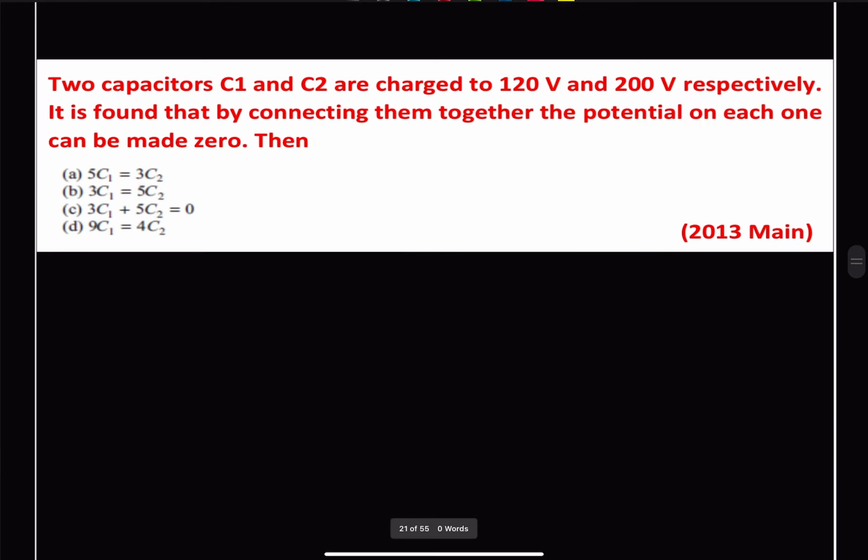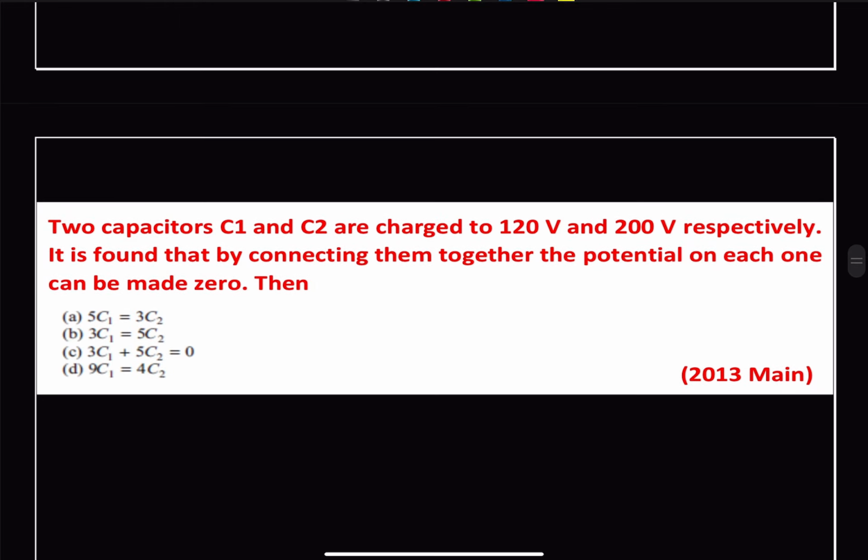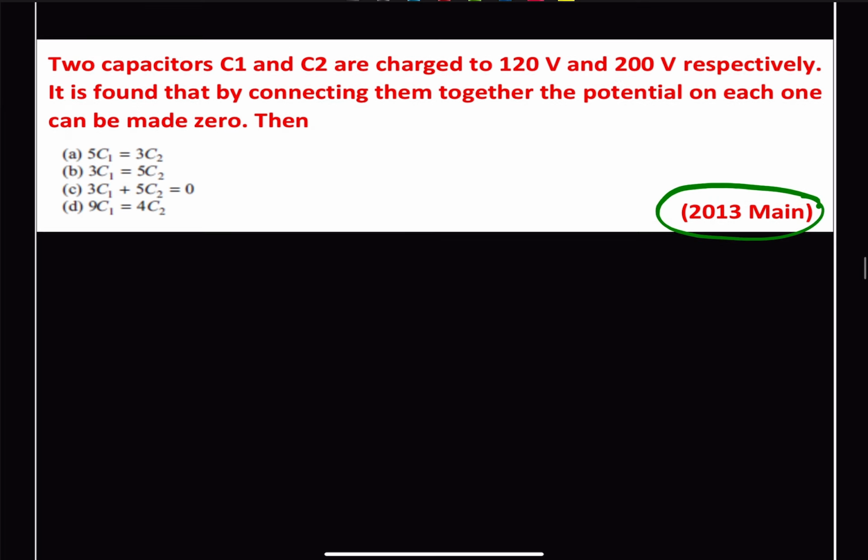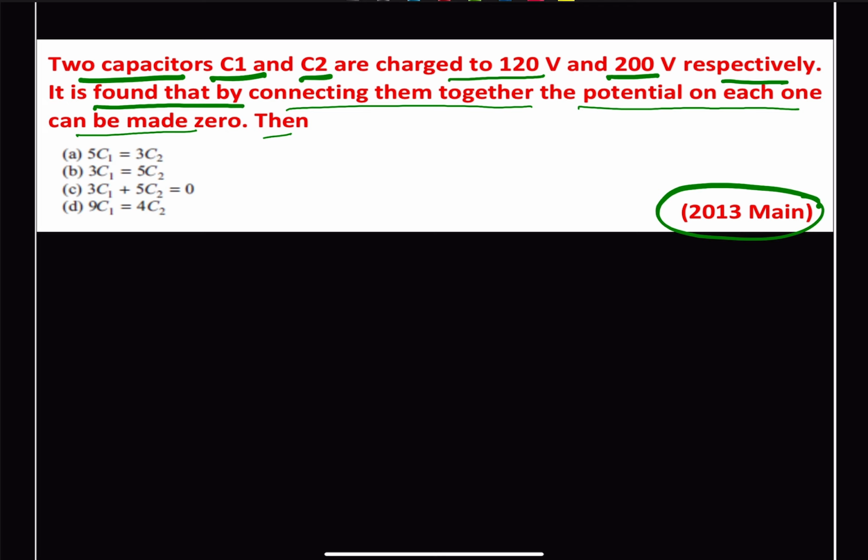Next question. It was asked in the 2013 Mains, and it states that two capacitors C1 and C2 are charged to 120 and 200 volts respectively. It is found that by connecting them together, the potential on each one can be made 0. Then we have to find the relationship between C1 and C2.